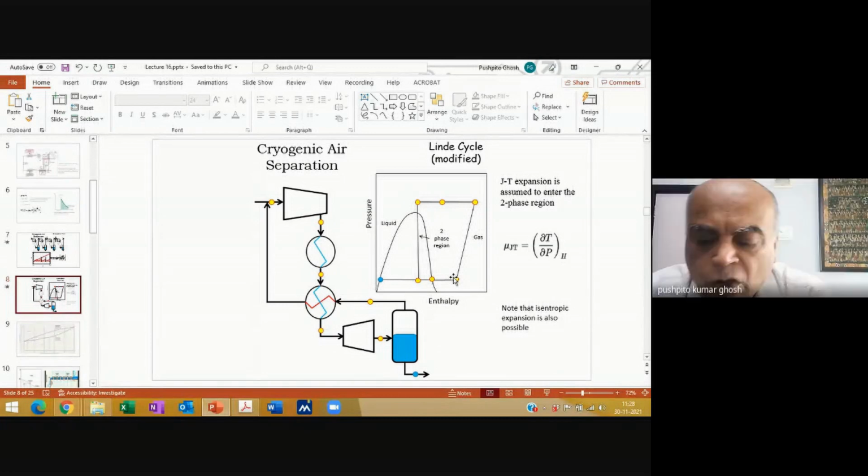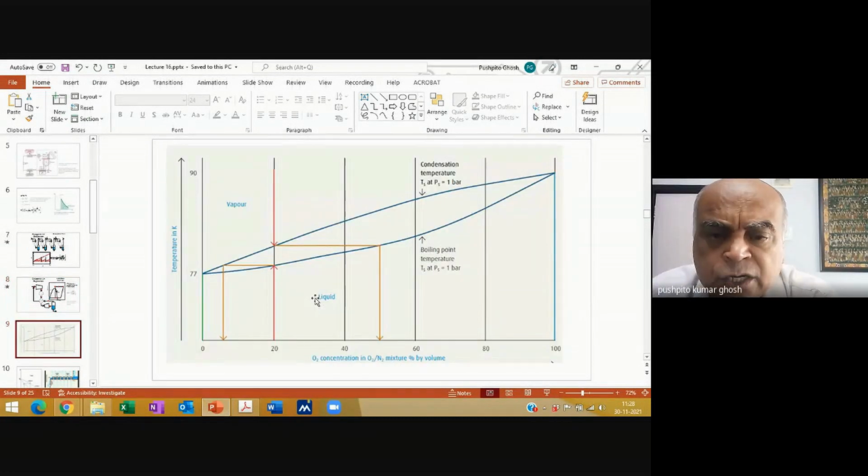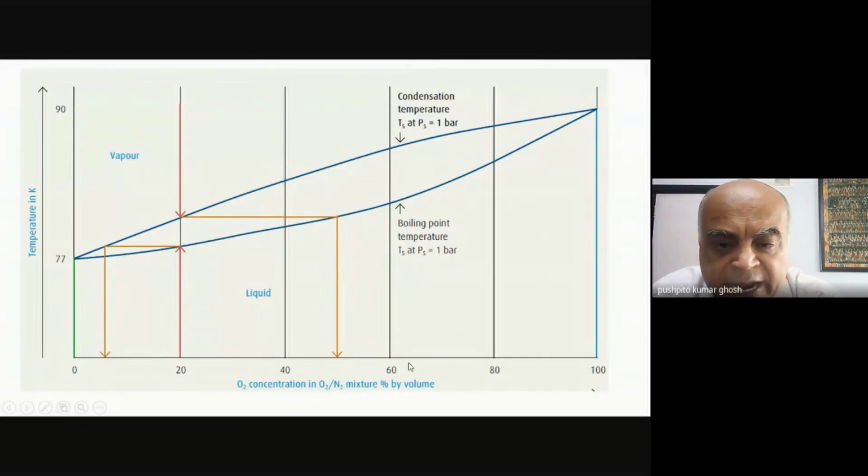Yes, sir. Okay. I can show the same thing. Let's say initially, suppose I've got 20% oxygen in air, and 80% is nitrogen. And let's say I'm looking at a plot of temperature versus oxygen concentration, and this is my two-phase region. This is what I showed you. Suppose I've got only vapors. That is basically this part. And if I've got everything as a liquid, that is this part.